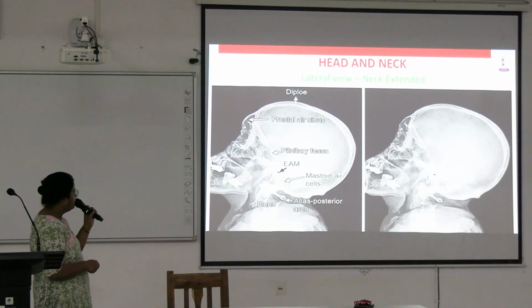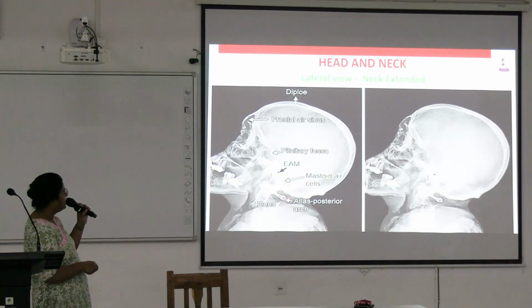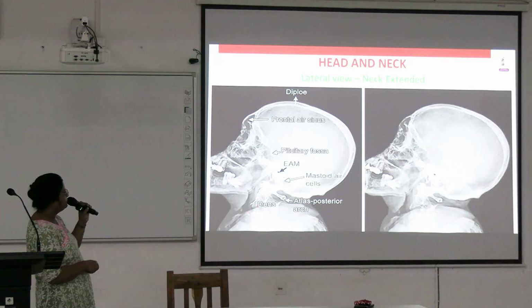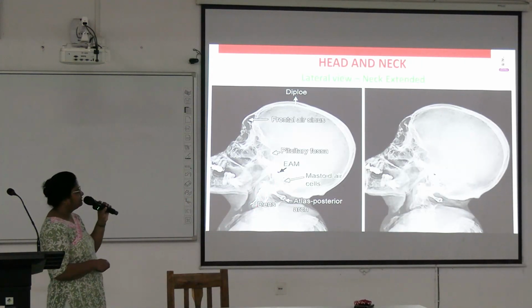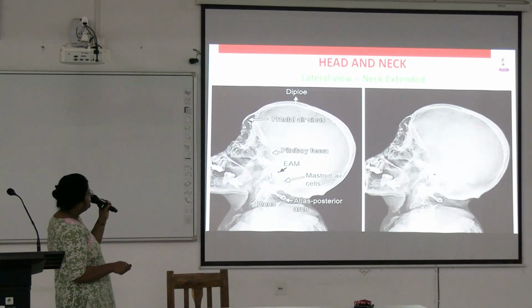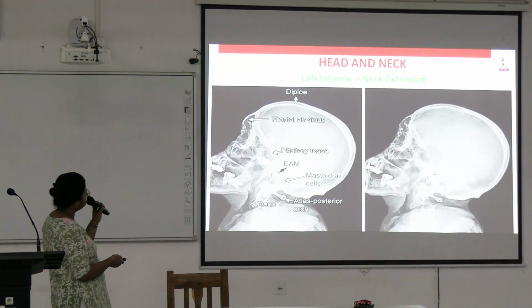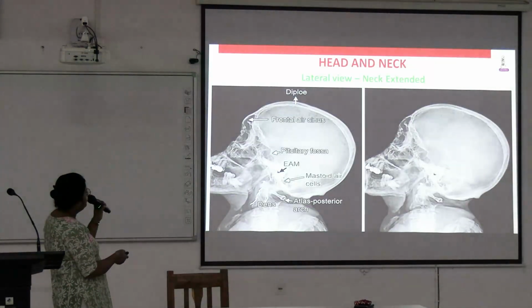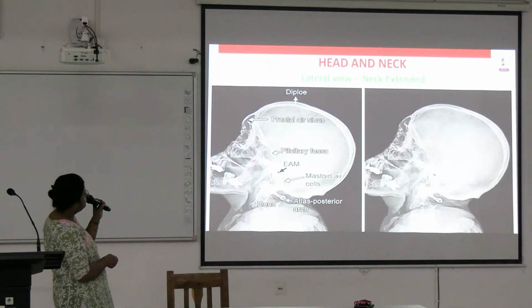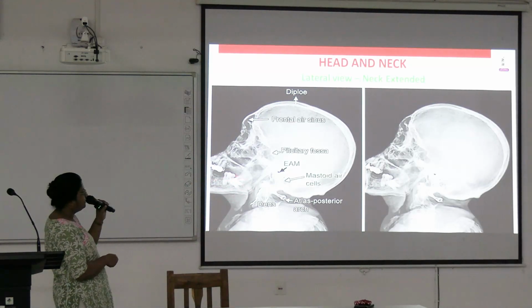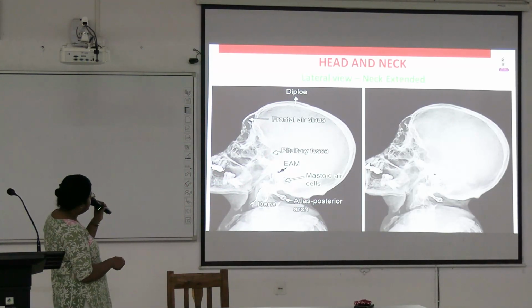Next, here you are seeing the anterior arch and posterior arch of atlas. This is axis. This is the odontoid process or dens of the axis. Same things are there. And also here you are getting the maxillary sinus, upper jaw teeth. Here is the orbit, lower jaw teeth. And here lies the temporomandibular joint.